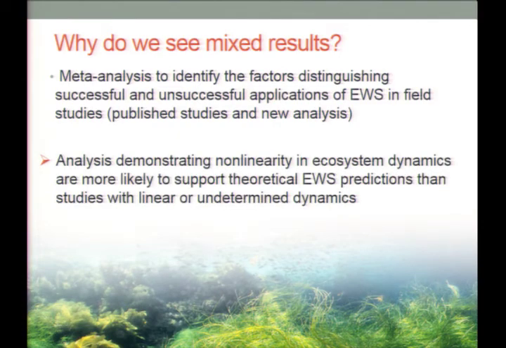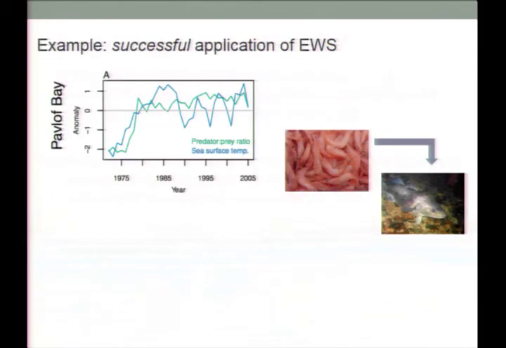And one of the key points that came out of this meta-analysis is that those analyses that are able to demonstrate nonlinearity in ecosystem dynamics are more likely to support these theoretical early warning signal predictions than studies that show linear or undetermined dynamics. So for instance, if we go back to this study that I showed before by Mike Litzow, where they documented the shift from a crustacean-dominated to a cod-dominated system, here's the time series of predator-prey ratios and sea surface temperatures, which is thought to be the main driver of the shift in the species composition.